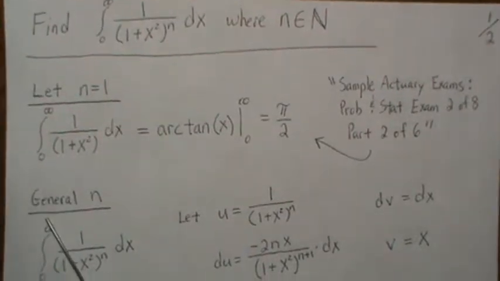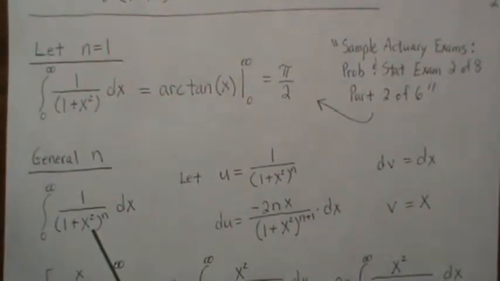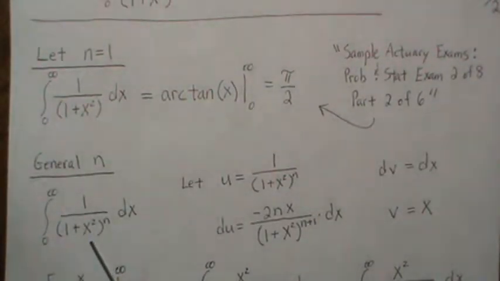Now let's look at the general n here. So this is what we're trying to solve. And let's set up a u-dv substitution, or integration by parts. So if we let u equal this part here and dv equal this part, then the derivative of this is this part. You know, the minus n comes out front and the 2x is here, and then you raise it to the n plus 1. dv is dx, so v is x.